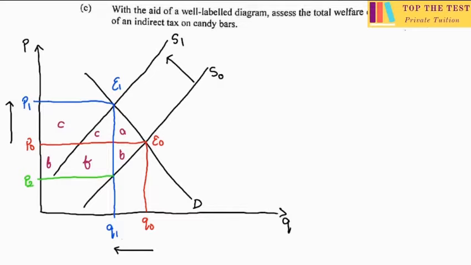So for part C of this question, it asks us, with the aid of a well-labeled diagram, to assess the total welfare effect of the imposition of an indirect tax on candy bars. So you're going to have to draw a diagram looking something like this. Do not be overwhelmed by the diagram, right? Let's break it down bit by bit. So of course you are going to have to draw your axes, vertical axis price, horizontal axis quantity. You have your demand curve.